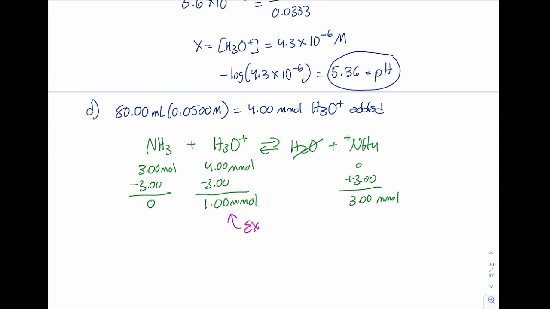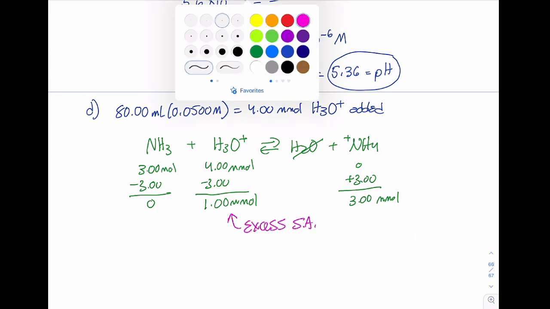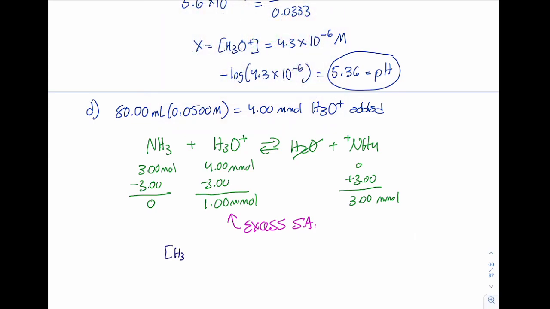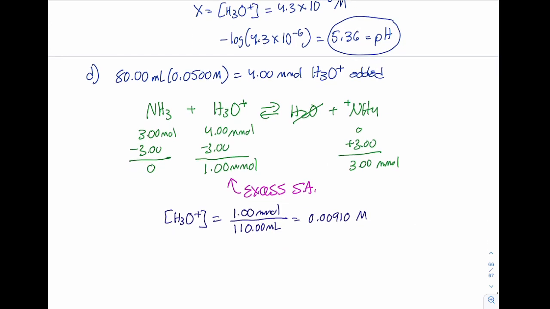So I have excess strong acid. We do need to turn that into concentration by dividing through by our total volume. So we started out with 30 milliliters of ammonia. We've added 80 milliliters of acid to it. So I have 110 milliliters total at this point. And I'm just typing this into my calculator. I get 0.00910 molar hydronium ions. And then my pH is just going to be the negative log of that number. And I get 2.04.